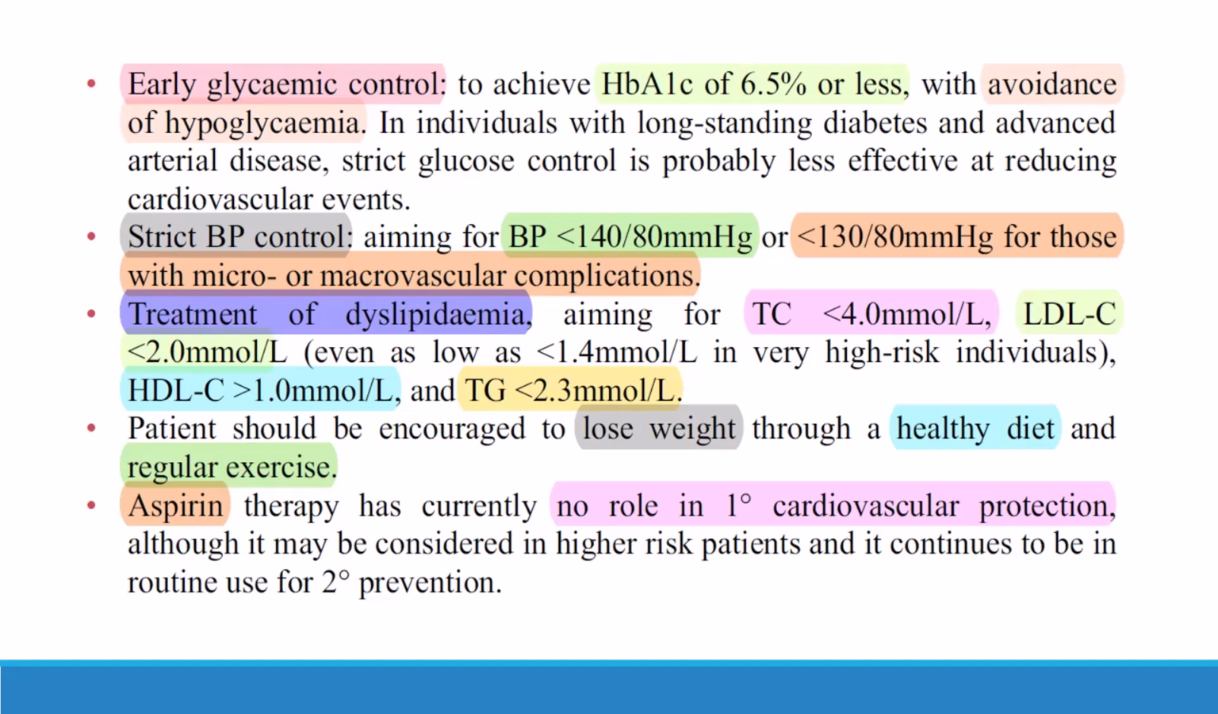For dyslipidemia, total cholesterol should be less than 4, LDL less than 2, and of course triglyceride less than 2.3. The patient should be encouraged to lose weight with a healthy diet and regular exercise. Aspirin is not recommended for primary prevention.